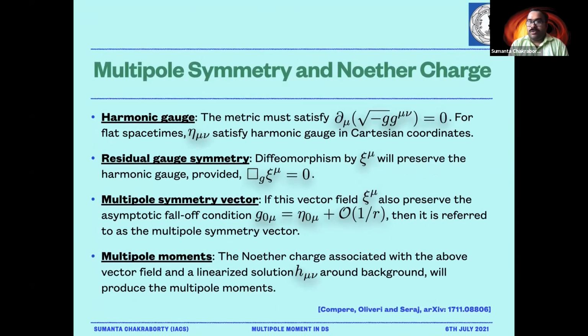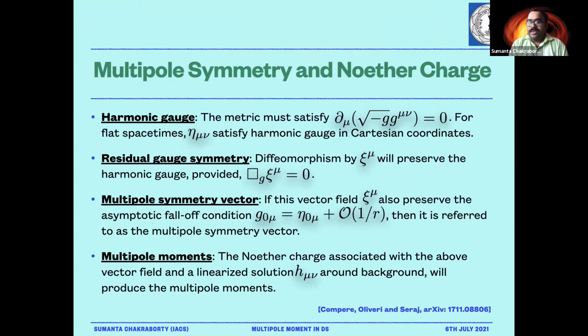Now let us talk about the flow chart that we'll take, namely the derivation of the multipole moments. So what we have to do, first, we have to use the harmonic gauge condition, which effectively amounts to saying that the metric must satisfy the condition that ∂_μ(√(-g) g^{μν}) = 0. And for flat spacetime, this is obvious in the Cartesian coordinate system. So that's why it is pretty easy to implement this condition for asymptotically flat cases.